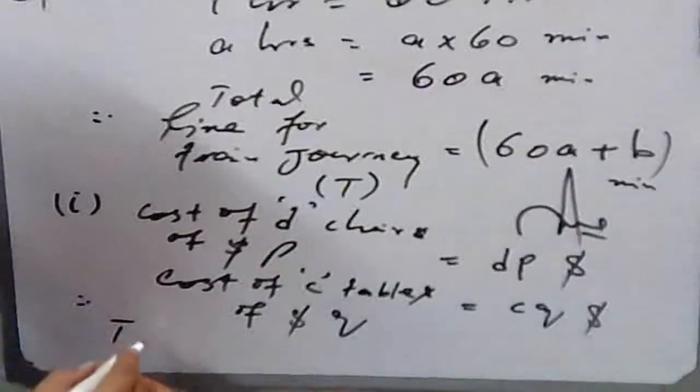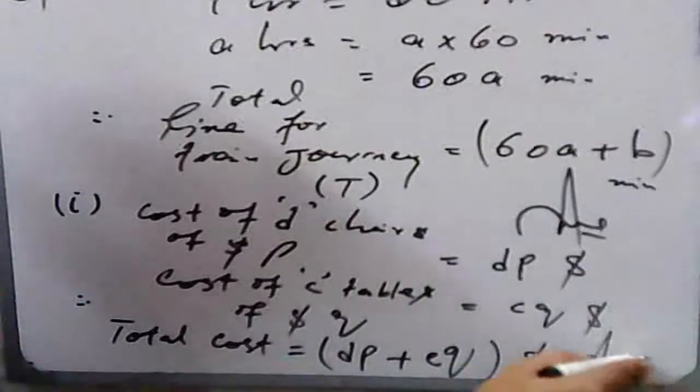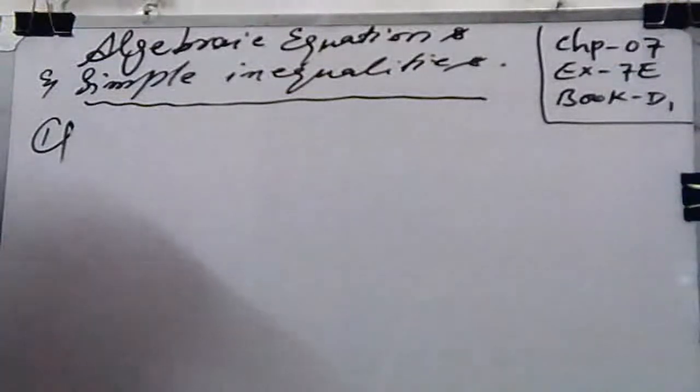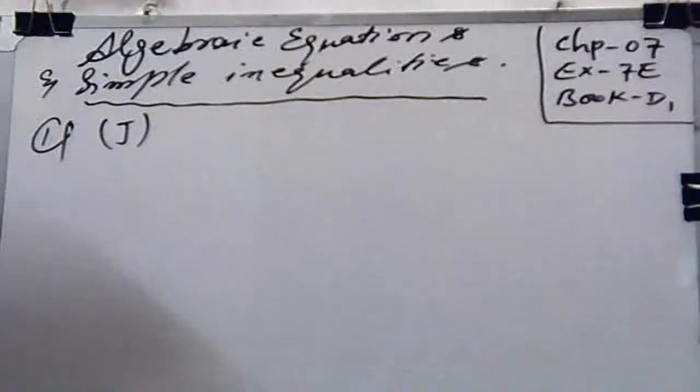So similarly, the cost of C tables at $Q, you can write as CQ dollars. So it means total cost, therefore total cost is equal to dP dollars plus CQ dollars, so that is your result.